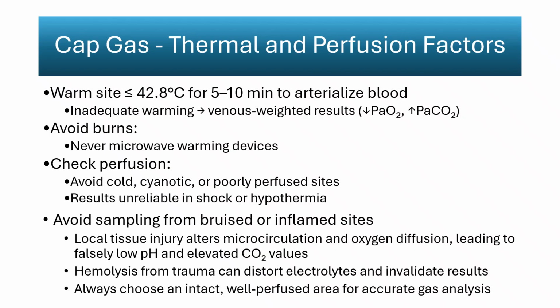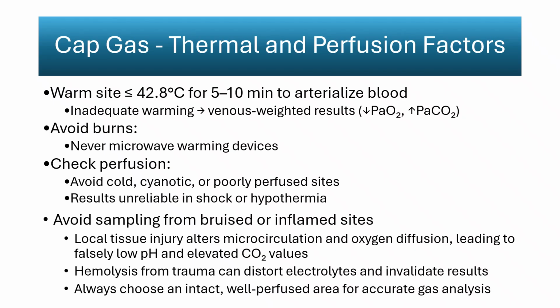Only approved warm packs or thermostatically controlled devices are appropriate. Improvised methods such as microwave towels can cause serious injury. Adequate perfusion is equally critical. Sampling from cold, cyanotic, or poorly perfused tissue yields unreliable data because sluggish flow increases local CO2 accumulation and decreases pH. In states of shock or hypothermia, capillary samples lose correlation with arterial gases and should be avoided.